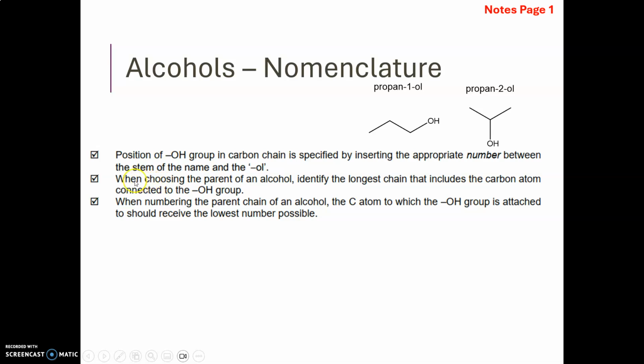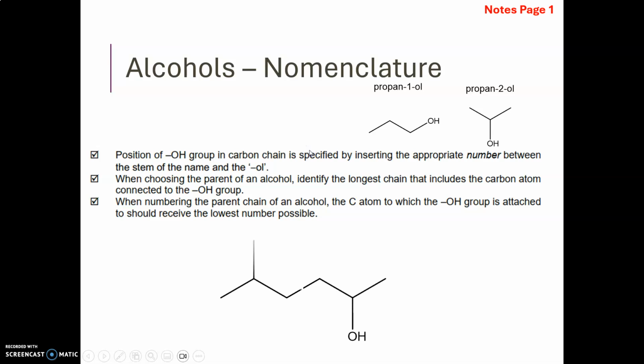So when we choose the parent chain of the alcohol, we always look for the longest chain. But in this case, the longest chain needs to include the carbon atom connected to the hydroxyl group. And as usual, when we are numbering the parent chain, we aim to assign the carbon with the hydroxyl group as small a number as possible.